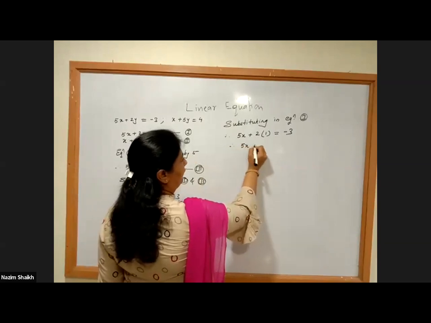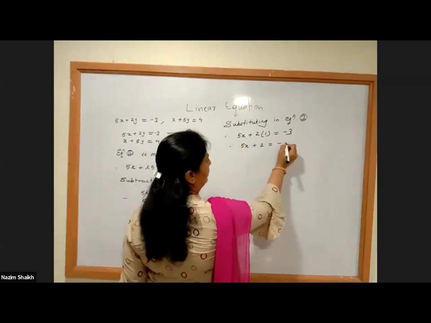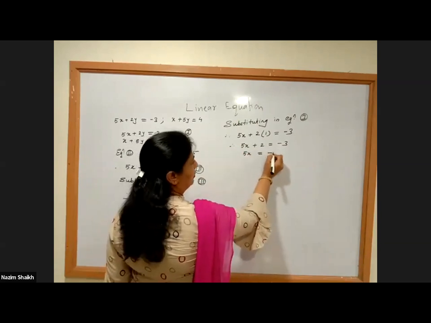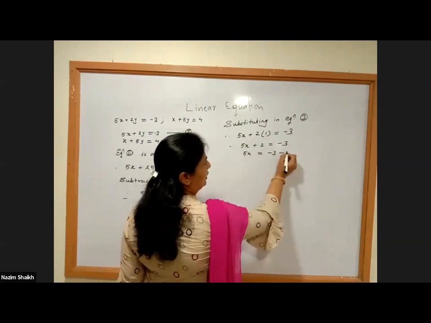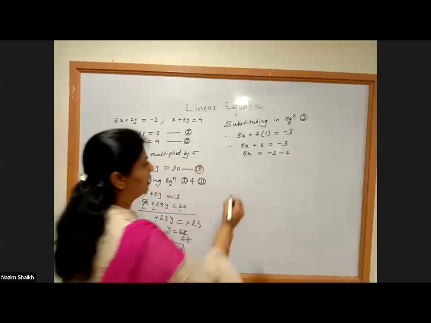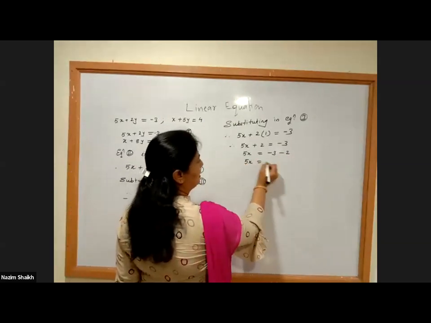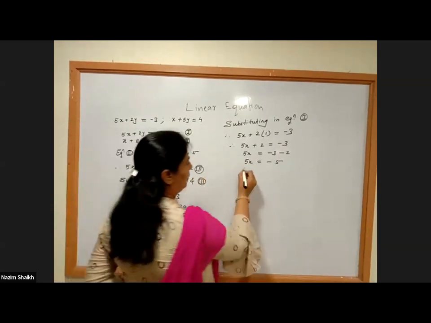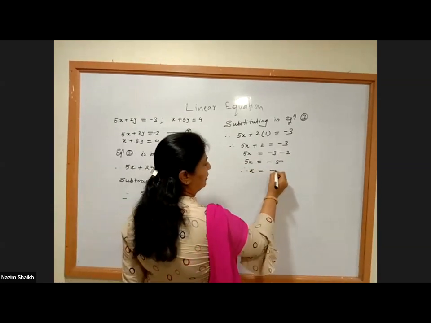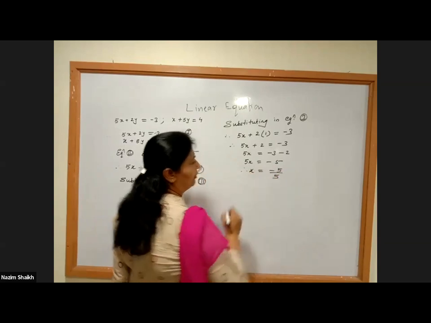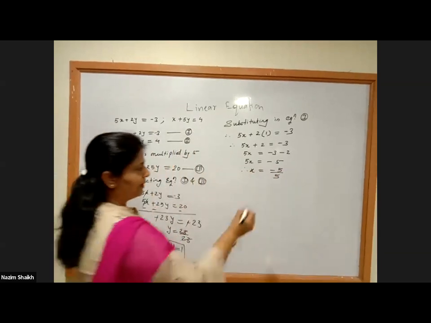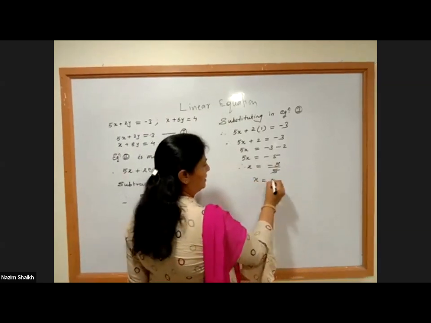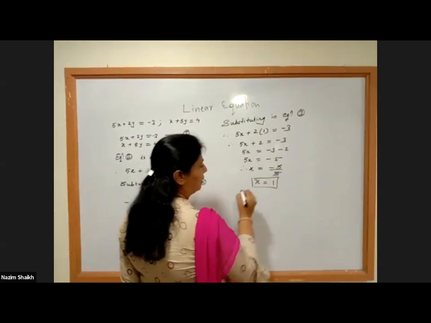Therefore, 5x plus 2 is equal to, so 5x is equal to, this plus 2 is going there, minus 2. 5x equals to minus 5. Therefore, x is equal to minus 5 upon 5. Yes, you know very well how to cancel it. So x is equal to minus 1.